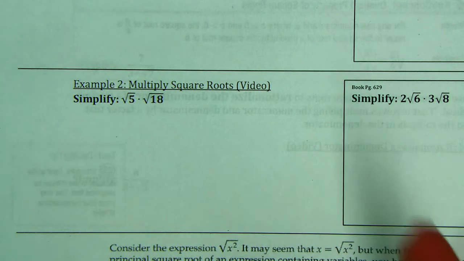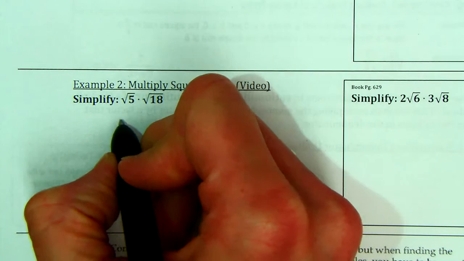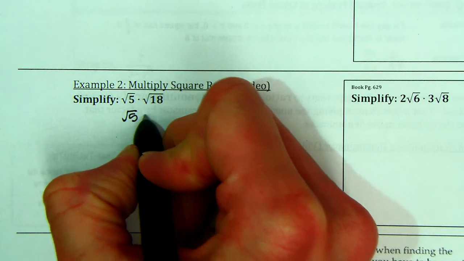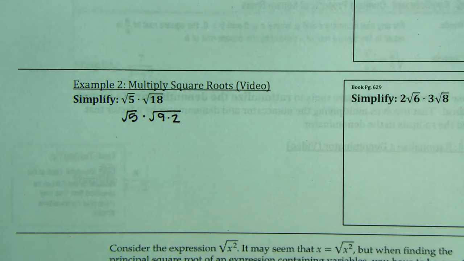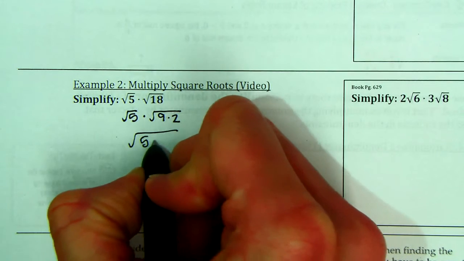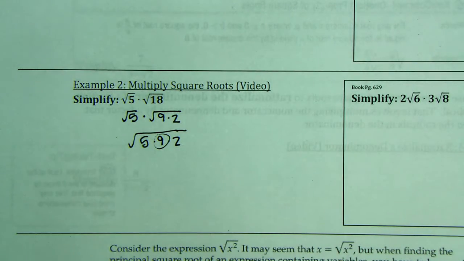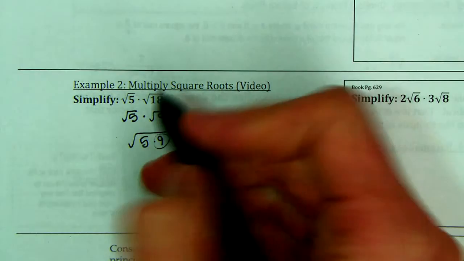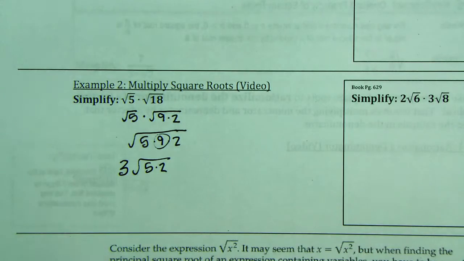This is the square root of 5, and this is 9 times 2. Okay, now I could rewrite this as the square root of 5 times 9 times 2, but 9 is a perfect square. What is the square root of 9? 3. So I can take a 3 out, and I have 5 times 2 in there. I can't take anything else out, so 5 times 2 is 10, and that's as simplified as I get.